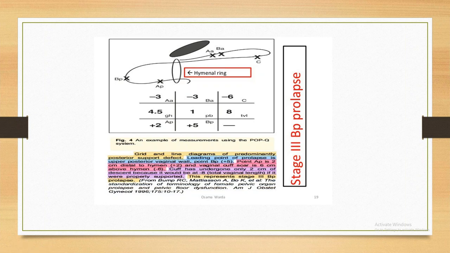It should be more than this, okay? If it becomes more than -2 TVL, then it will become prolapse. So if it becomes 5 or 4, then it becomes prolapse, stage 1. Stage 1 apical prolapse it will become, if it is -5, -4, or +5, +4. So anything from -5 to +5, it becomes stage 1 or stage 3. Got it?